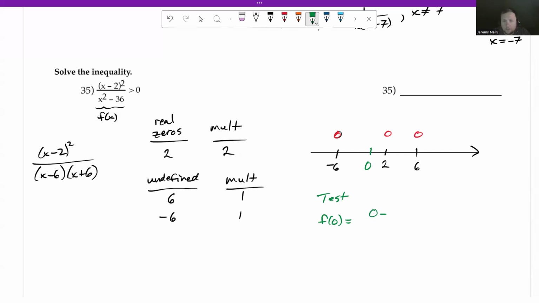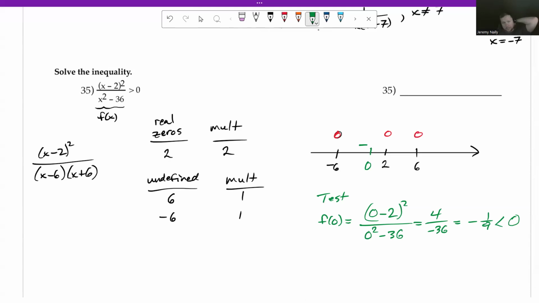So we can do 0 minus 2 squared over 0 squared minus 36. So then that's going to be 4 over negative 36. So that's negative 1/9. And the really important feature here is that it's negative. So then that means it's less than 0. And we mark this region with a negative value.